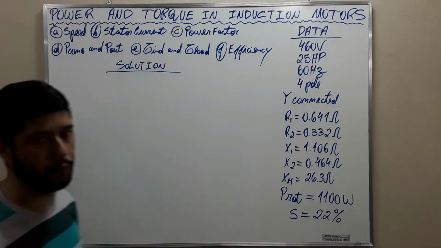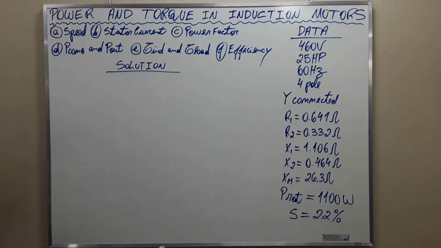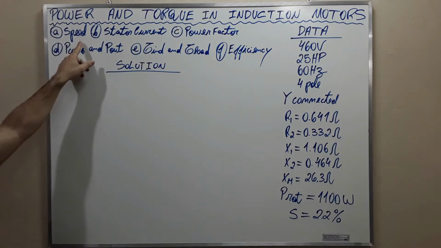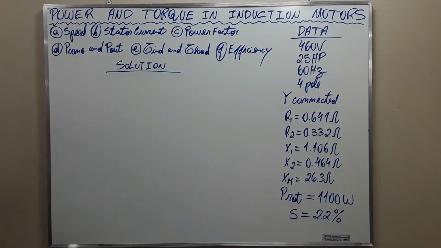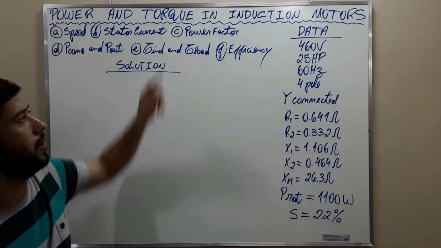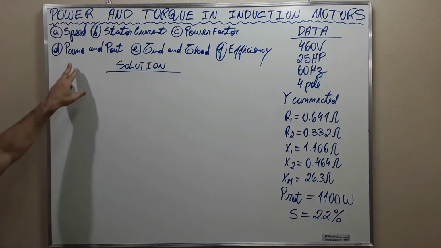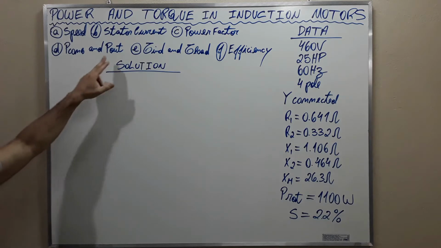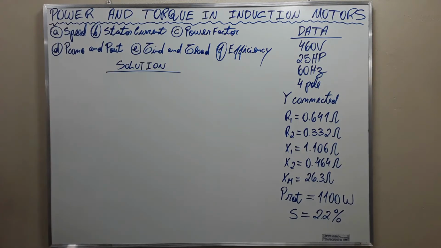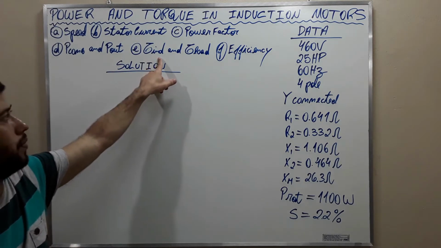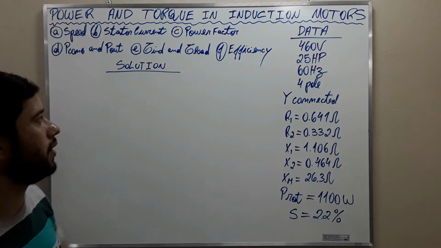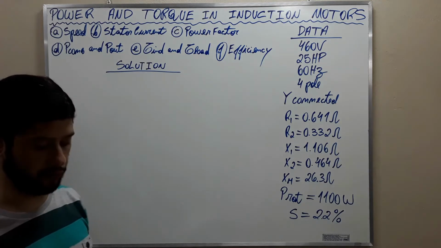For a slip of 2.2% at the rated voltage and rated frequency, find the motor's: letter A, speed; letter B, stator current; letter C, power factor; letter D, the power converted from electrical to mechanical and the output power; letter E, the induced torque and the torque delivered to the load; and finally, letter F, the efficiency.